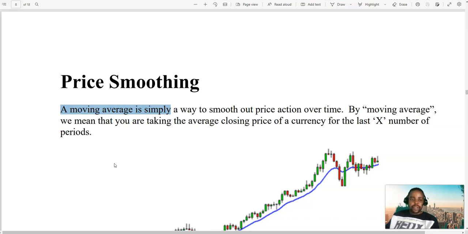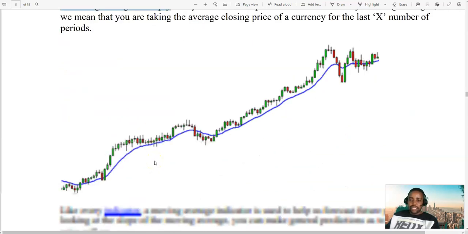By moving average, you mean that you are taking the average closing price of the currency, cryptocurrency or a stock. Hence I always say that these techniques that we teach here also apply to cryptocurrency trading, forex trading, and stock trading. So I do not exclude any. It is the average closing price for a currency for the last X number of periods. I will not go into the mathematics, but let us look at the simplest moving average.